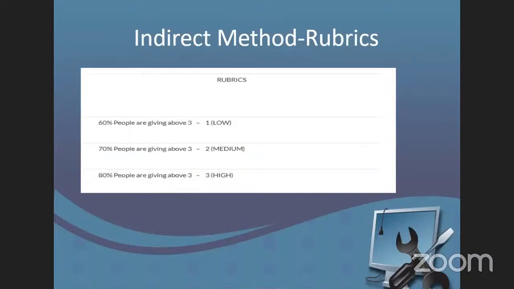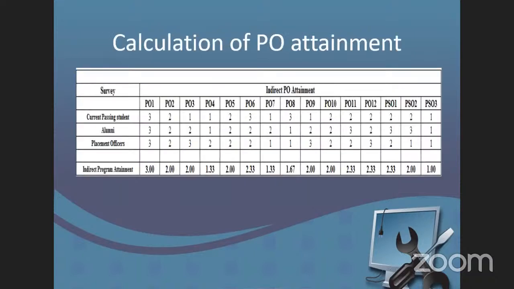I can have the rating as 1 to 5, 1 being low and 5 being highest. Say I have given the form to 50 members, and 30 members, which is 60%, have given their feedback for all the questions above 3. Then it is low. If 70% of the people are giving above 3, then it is medium. If 80% of the people are giving above 3, then it is high. I am fixing the rubric for the indirect method like this.